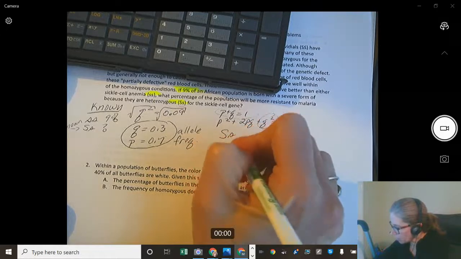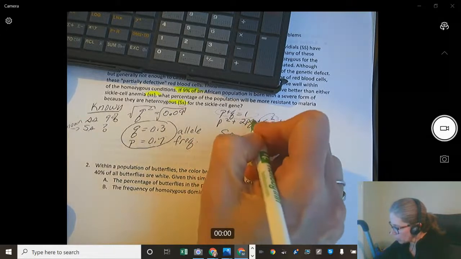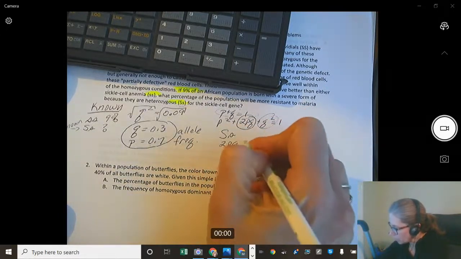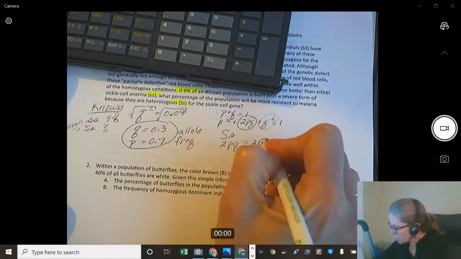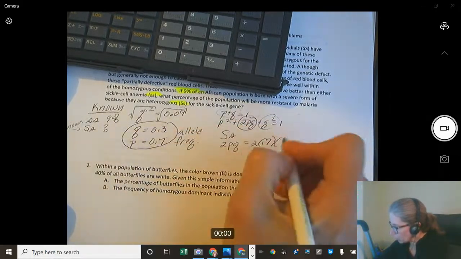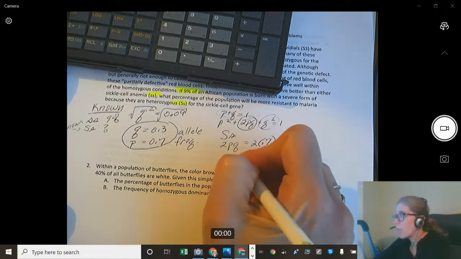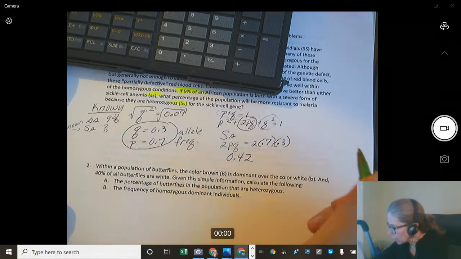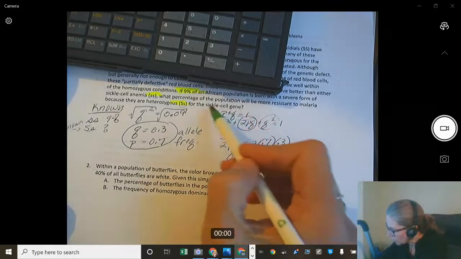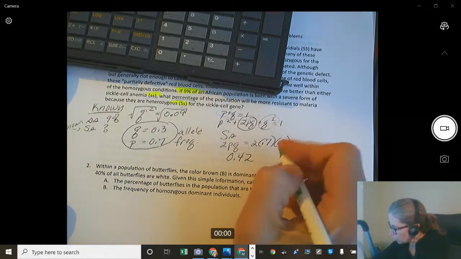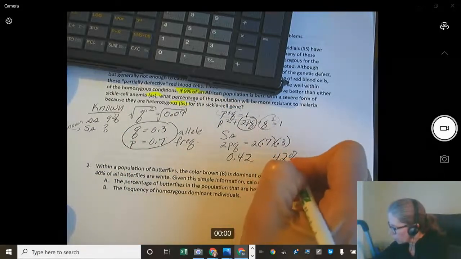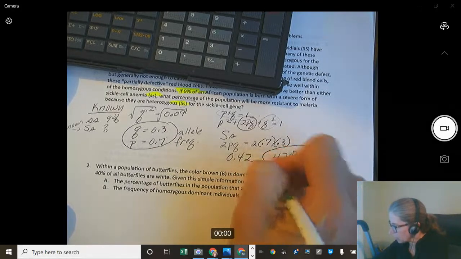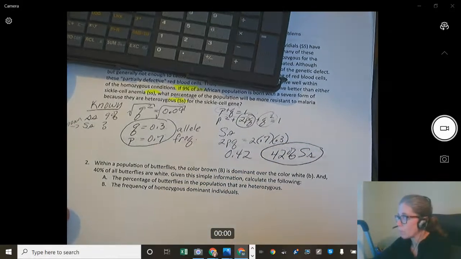So the heterozygous is 2PQ. It's this part of the formula. So that's 2 times P, which is 0.7, times Q, which is 0.3. If you multiply that out, you get 0.42. I can leave it like that, or I think it says the percentage, so I'll change it to a percentage. So I'll say 42% are big S, little s. And that is my answer for the first one.